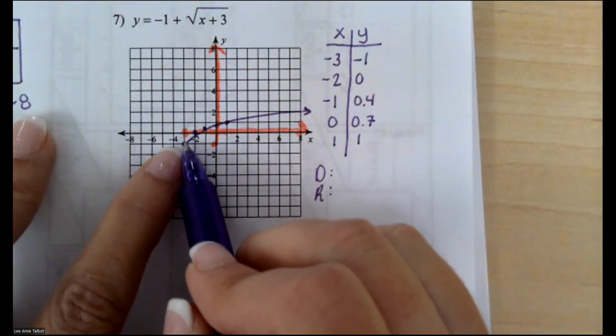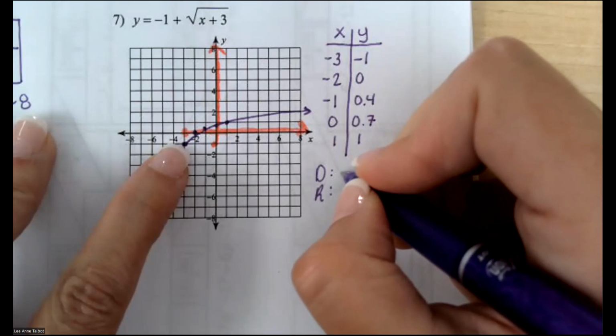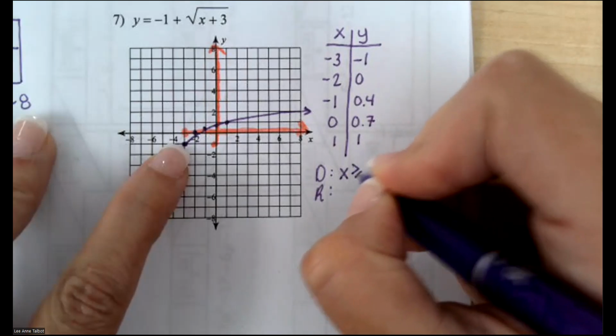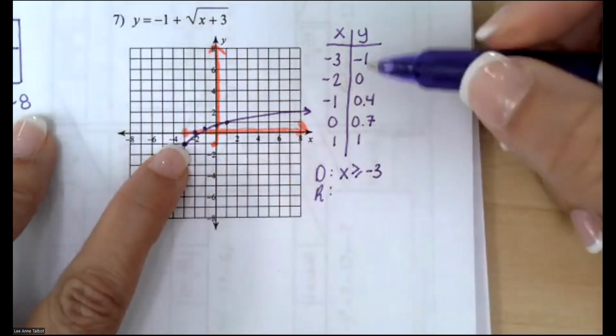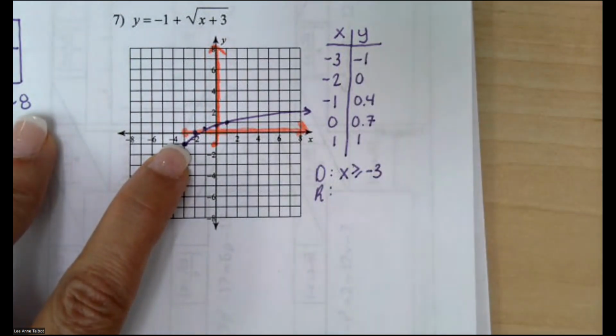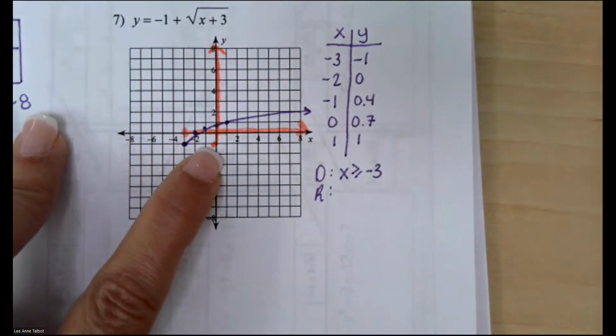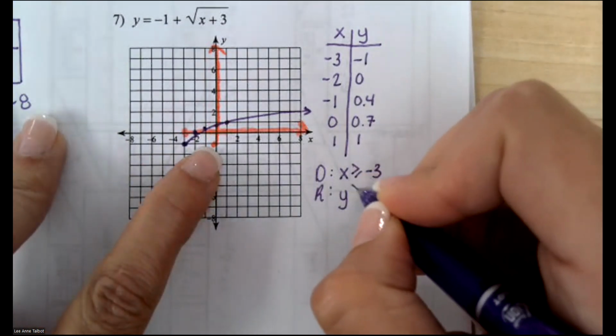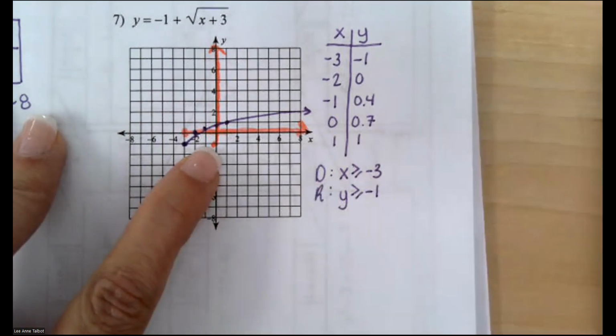Okay, so domain is x is greater than or equal to -3. You can also use the table to help you. It looks like everything greater than or equal to -3. And then the range is y is greater than or equal to -1.